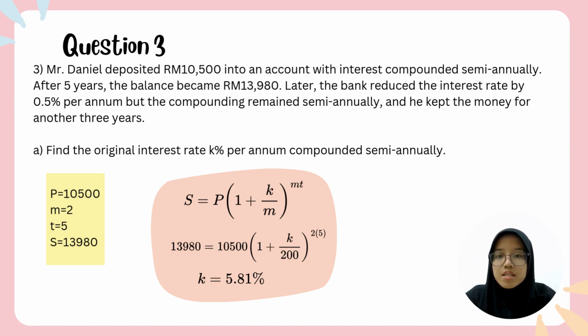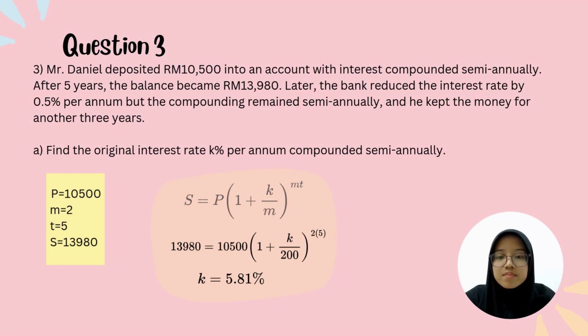So in the question, we can list down the keywords, which are P equals 10,500. Compounded semi-annually means m equals 2. After 5 years means t equals 5 and S equals 13,980. So we use the compound interest formula, which is S equals P times (1 + k/m)^(mt). You just substitute the values into the formula and you will get 5.81%.